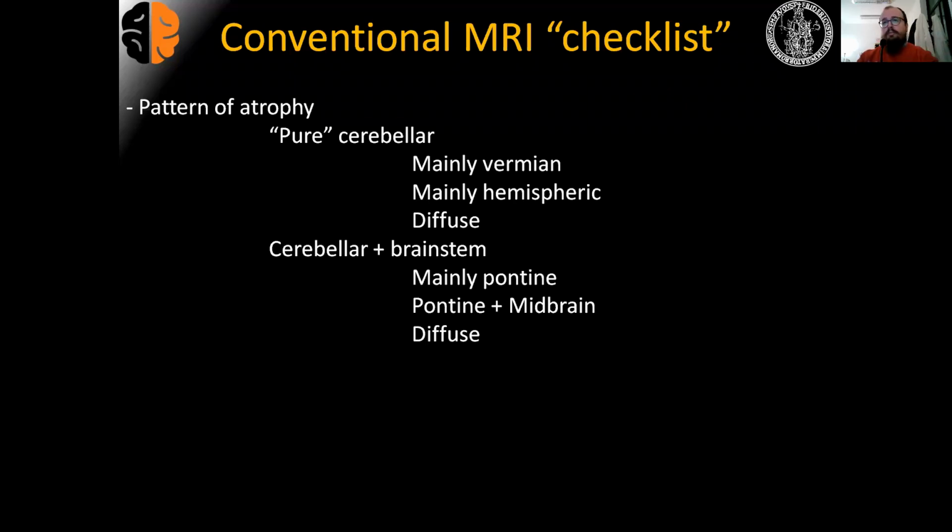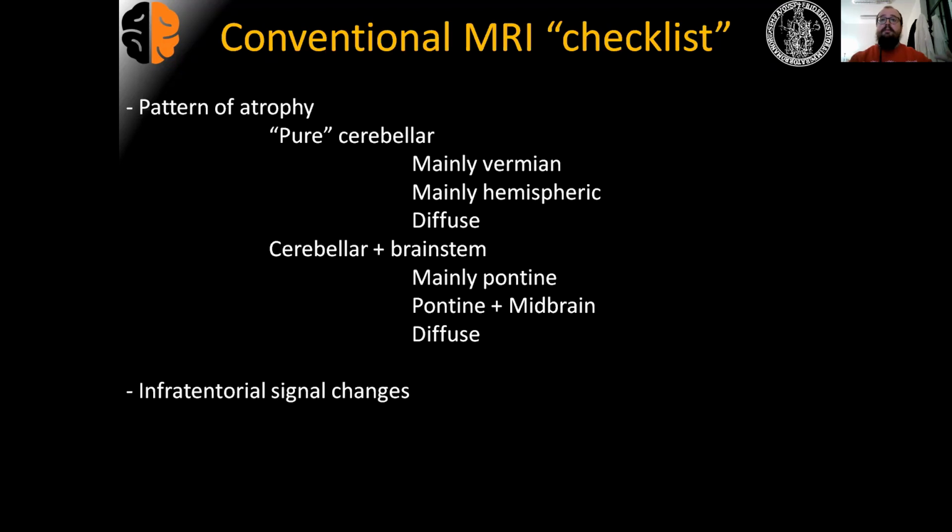But you don't stop there. You want to say if there is a mainly vermian or a mainly hemispheric or a diffuse cerebellar atrophy. And when you talk about the involvement of the brainstem, if there is involvement of the pons rather than the entire brainstem with the midbrain and the medulla oblongata.